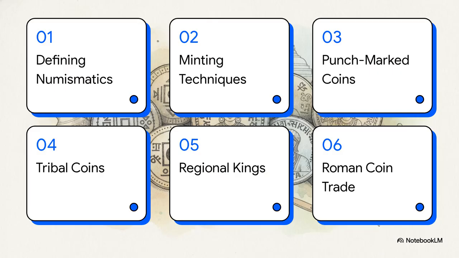Here's our roadmap for the explainer today. 1. Defining numismatics. 2. Ancient coin minting techniques. 3. Early punch-marked coins. 4. Post-Mauryan and tribal coins. 5. Foreign and regional kings. And finally, number 6, the Roman coin trade. Let's get right into it.